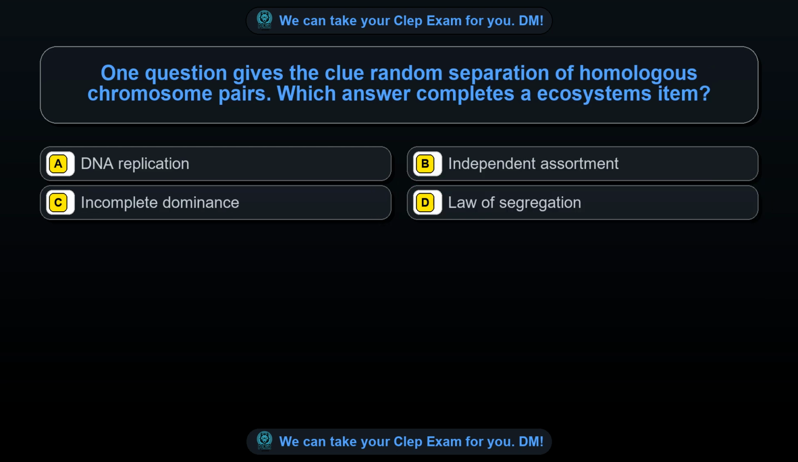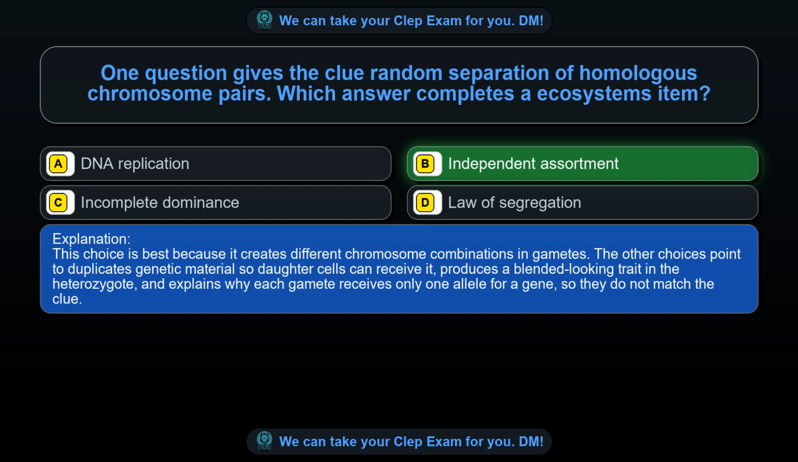Question 40. One question gives the clue random separation of homologous chromosome pairs. Which answer completes a ecosystems item? Option A, DNA replication. Option B, independent assortment. Option C, incomplete dominance. Option D, law of segregation. The correct answer is option B, independent assortment. This choice is best because it creates different chromosome combinations in gametes. The other choices point to duplicates genetic material so daughter cells can receive it, produces a blended-looking trait in the heterozygote, and explains why each gamete receives only one allele for a gene, so they do not match the clue.